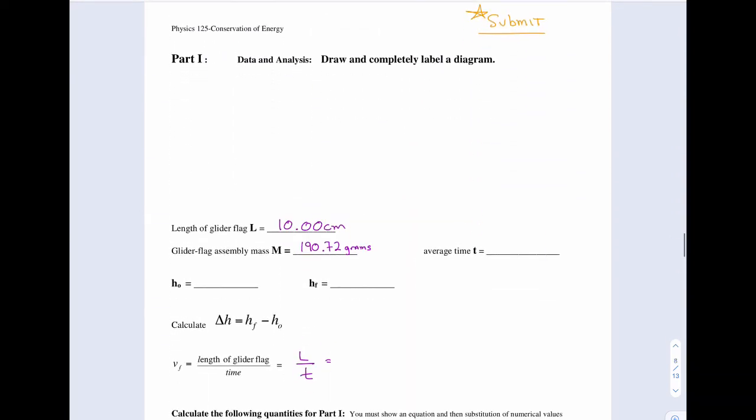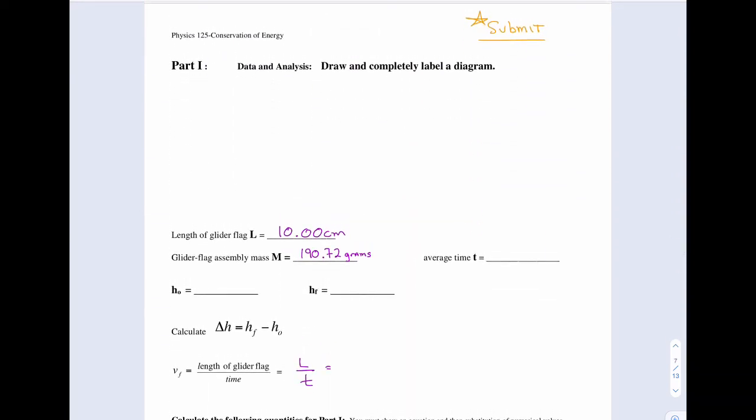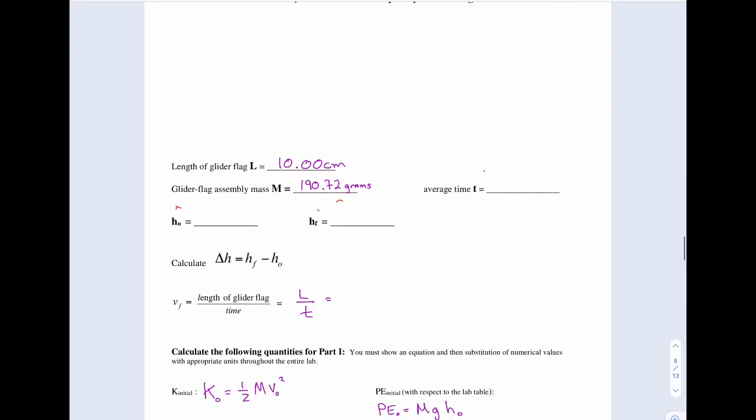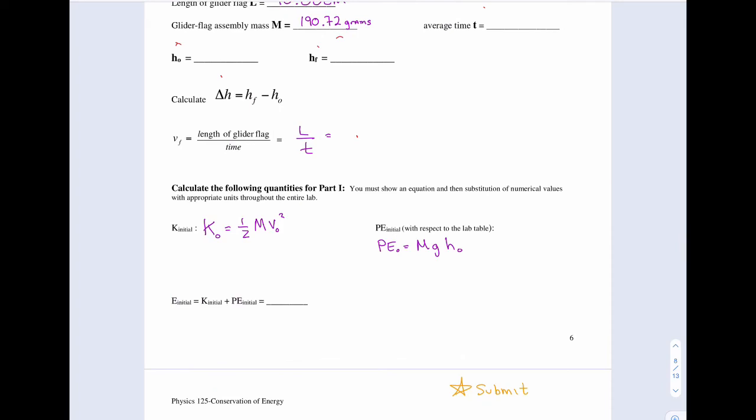So for part 1, here's the data I want you to read right here. Calculate your average time. Calculate your change in height. All this data is in the lab. Calculate that. All right, so for part 1.